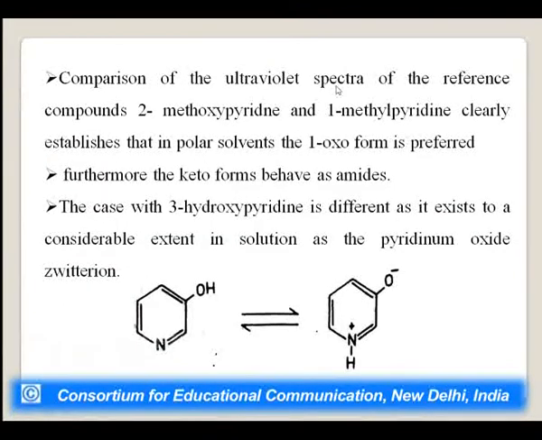Comparison of the ultraviolet spectra of the reference compounds 2-methoxypyridine and 1-methylpyridone clearly established that in polar solvent the 1-oxo form is preferred. Further, the keto form behaves as an amide. The case with 3-hydroxypyridine is different, as it exists to a considerable extent in solution as a pyridinium oxide zwitterion.